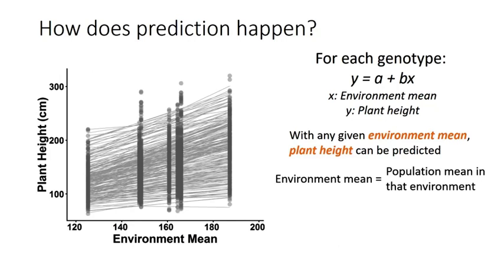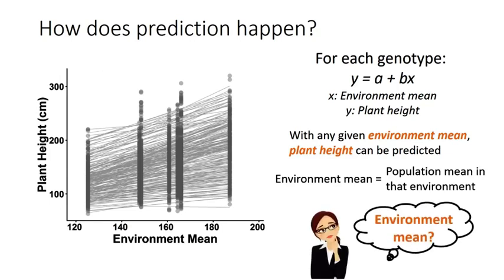However, the environmental mean is the population mean in that environment. That means we have to grow this population in that environment to obtain the population mean. That works if you want to predict data you already have, like past data. But in some cases we want to predict the future, which is more exciting, and we can't do that with the environmental mean. So how do we solve this?